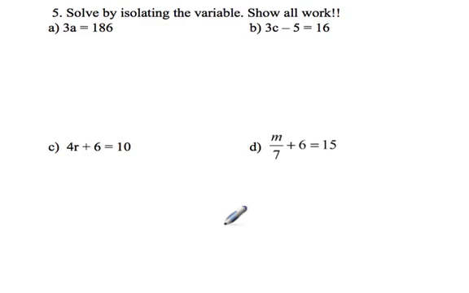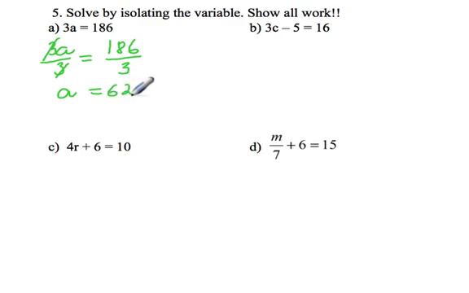Solve by isolating the variable. In the question A, we have 3 times A equals 186. The opposite operation of multiplication is division. So we will divide both sides of the equation by 3. 3 divided by 3 is 1, leaves A on the left side. 186 divided by 3 is 62.